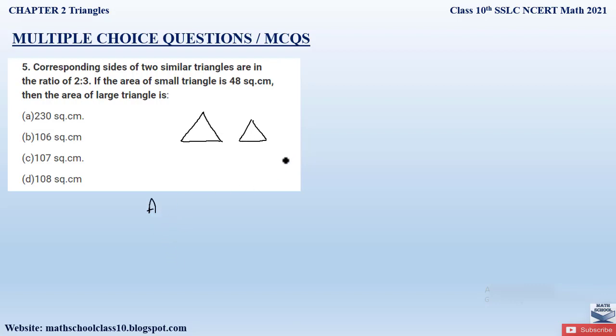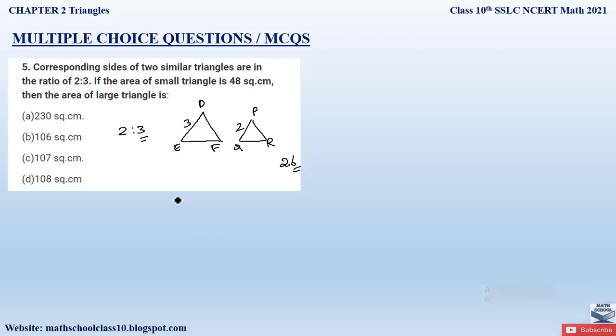We know the relationship between the area of the triangle and the corresponding sides when the two triangles are similar. That is from theorem 2.6. So let us assume the bigger triangle to be DEF and the smaller triangle to be PQR. And also they have given us the ratio of their corresponding sides, that is 2:3. So obviously the bigger triangle will have the bigger side. Let us take the corresponding sides as DE and PQ. So the bigger triangle side will be 3 and the smaller triangle side will be 2.